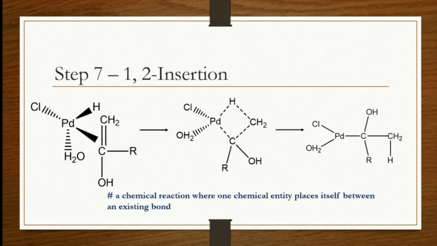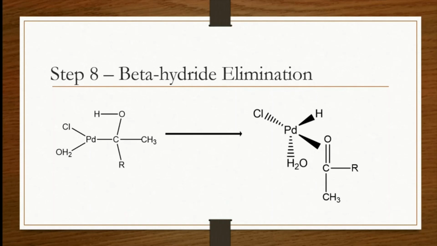Step 7 involves 1,2 insertion. Insertion means there is a bond that already exists and some other compound or chemical entity is going to come in and place itself between two atoms of the bond. The palladium will be attached between the pi bond because the pi bond electrons will coordinate with palladium. Lastly, the final product will have a compound inserted itself between the bond that used to exist between the palladium attached to the metal. In step 8, we will once again see a beta hydride elimination.